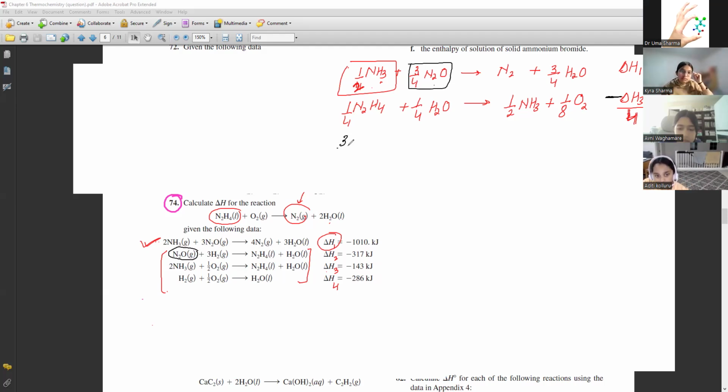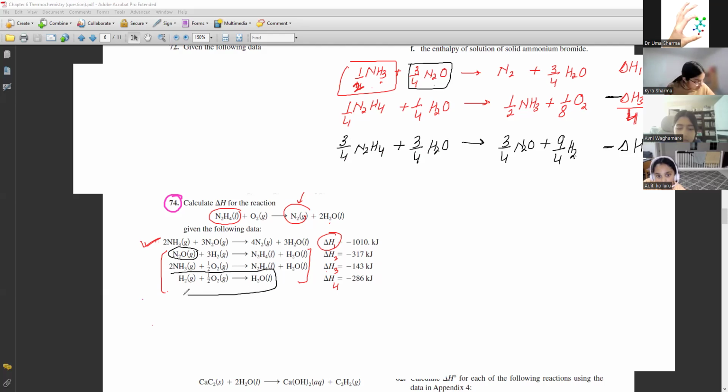So 3 over 4 N2H4 plus 3 over 4 H2O, giving you 3 over 4 N2O, 9 over 4 H2. H2 is not part of the final equation, right? So focus on H2 now. We are left with only one equation, this equation. Rest all are used. And this equation will help you in taking care of the H2.